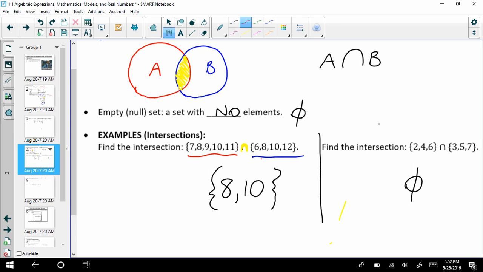That would be like if I did a picture like I did up top. This would be set A. This would be set B. They're totally separate. They do not overlap at all.